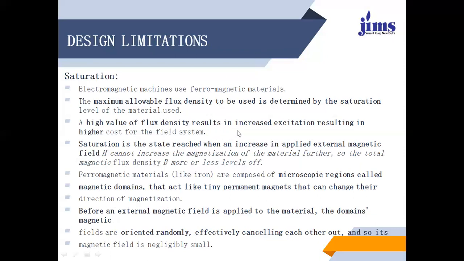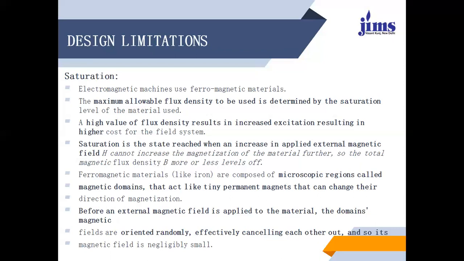A high value of flux density results in increased excitation, resulting in higher cost for the field system. So there is a maximum limit, and whenever we use a material with a high flux density value, it will automatically affect the field system. The field system must be strong enough to absorb the increase in flux density. Saturation is the state reached when an increase in the applied external magnetic field H cannot increase the magnetization of the material further.